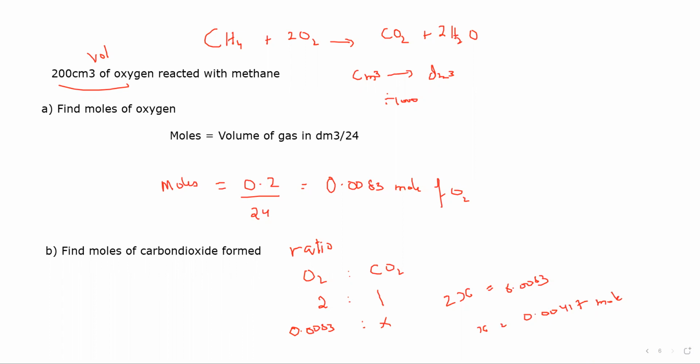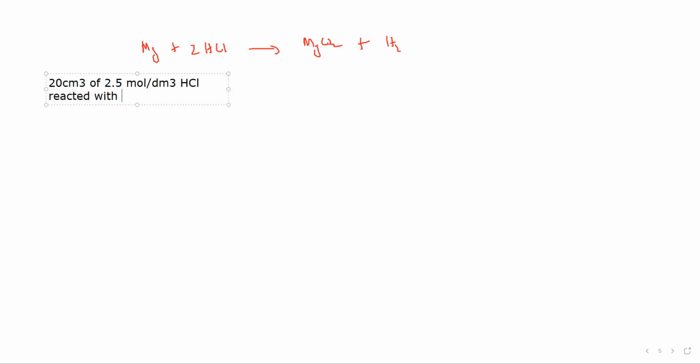Another example, say magnesium is reacting with hydrochloric acid. It will give magnesium chloride MgCl2 plus hydrogen gas. The equation must be balanced. Now the question is: 20 cm cube of 2.5 mole per dm cube HCl reacted with magnesium.